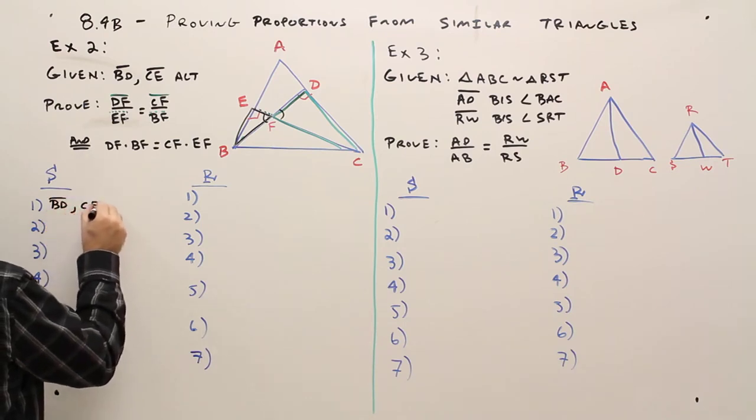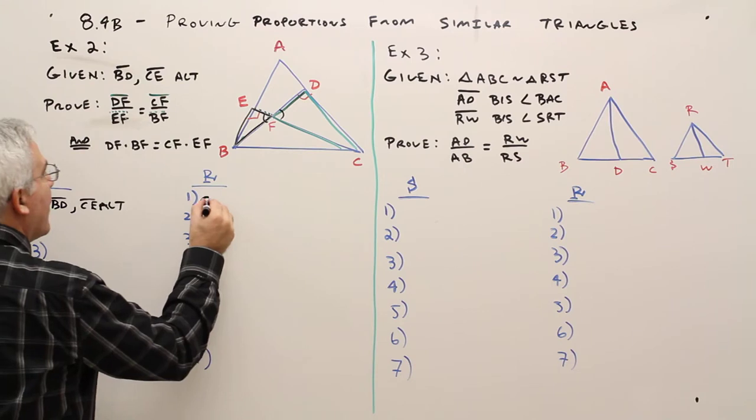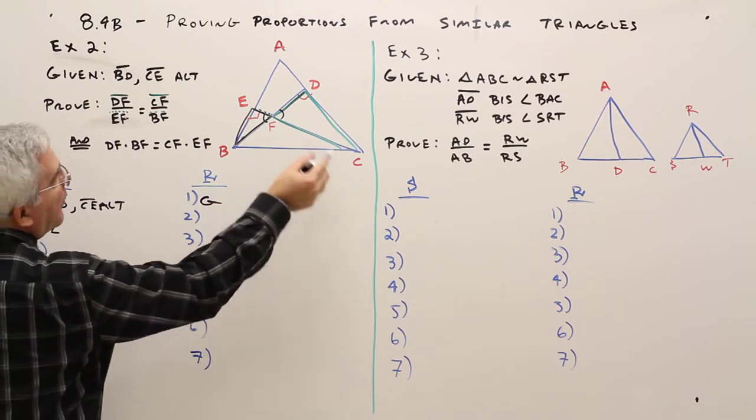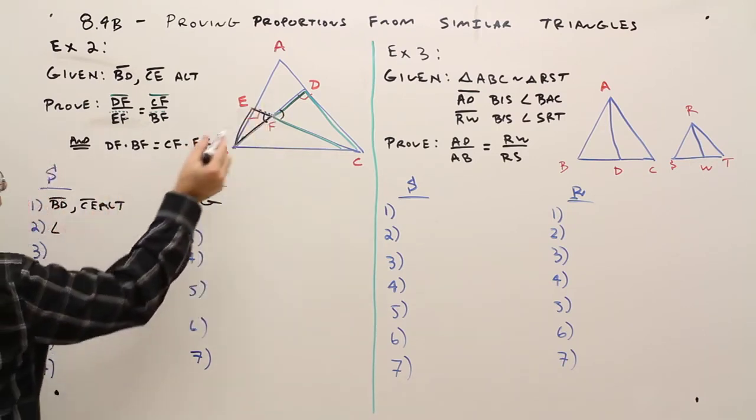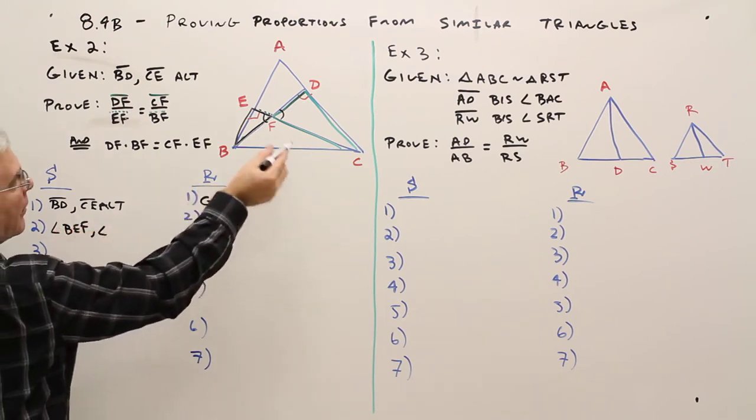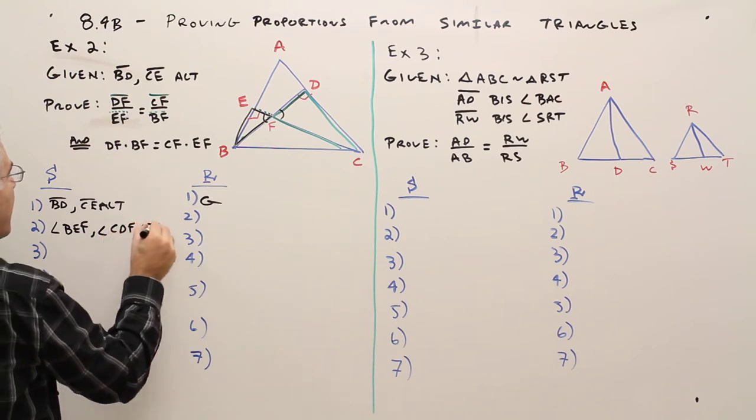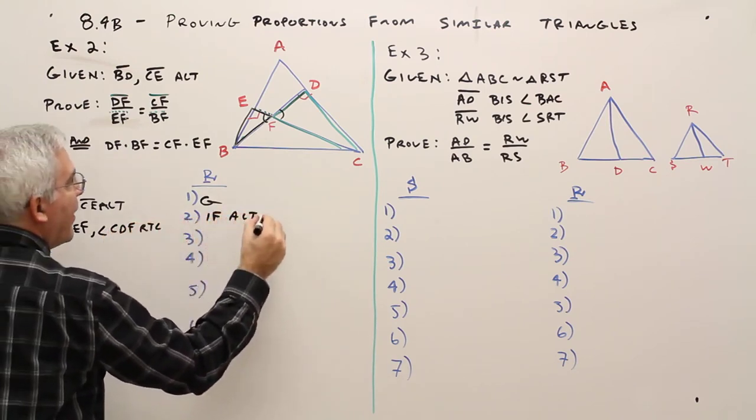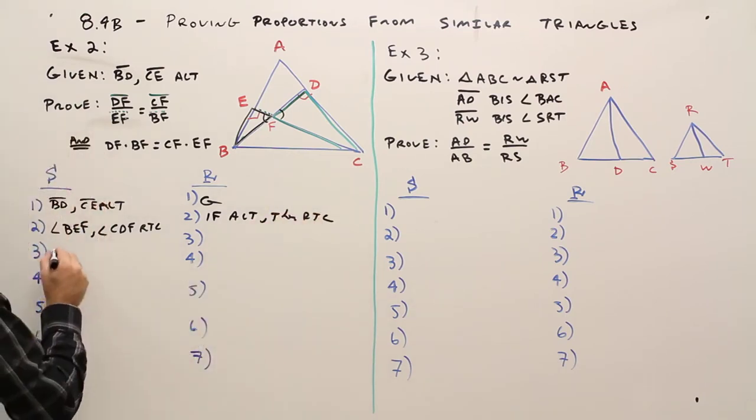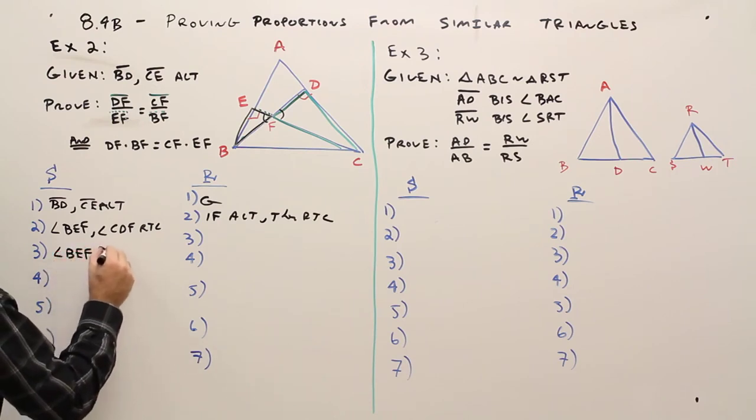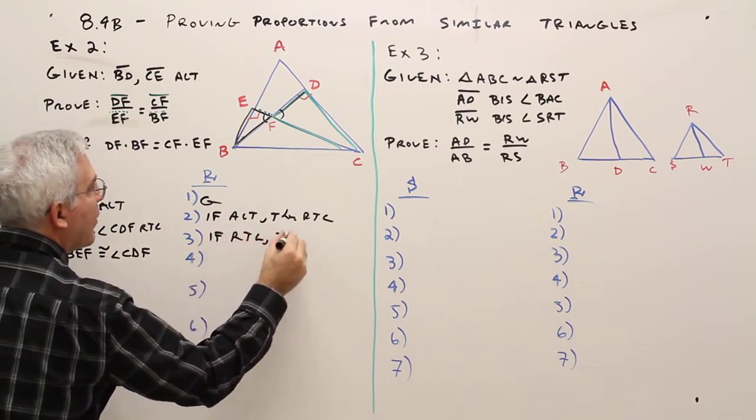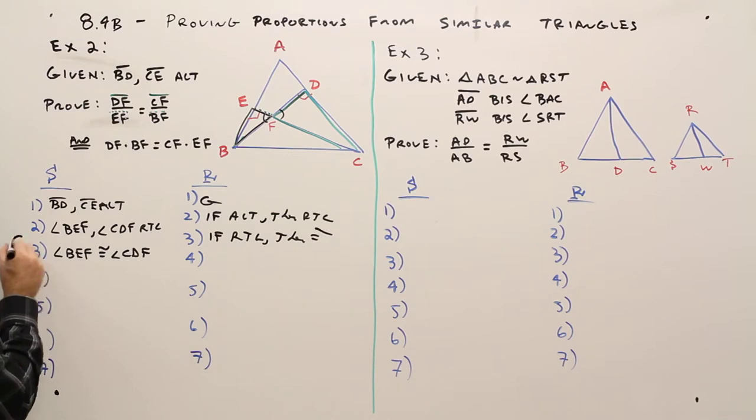BD and CE are altitudes. That was given. Based on that, I can get the right angles. Angle BEF and angle CDF are right angles. If altitude, then right angle, and then if right angles, then congruent. Angle BEF is congruent to angle CDF. If right angle, then congruent. That's one of my angles.